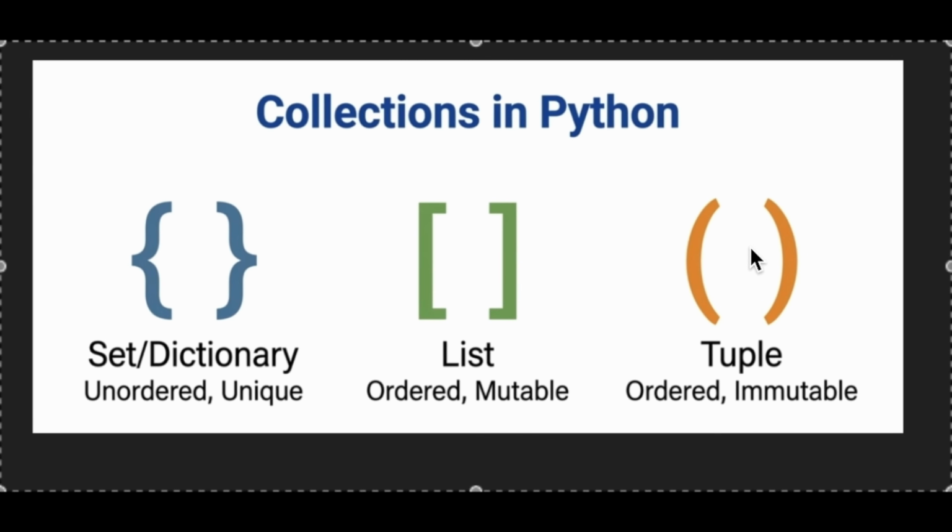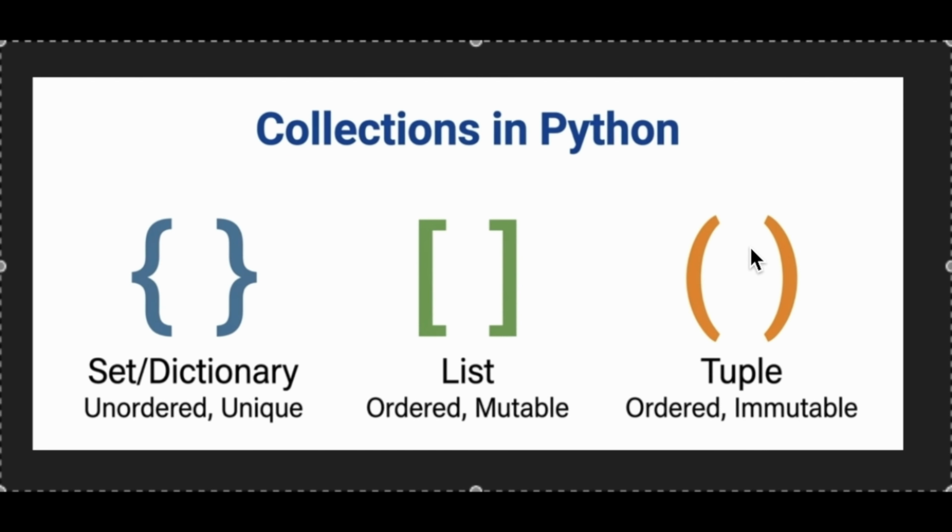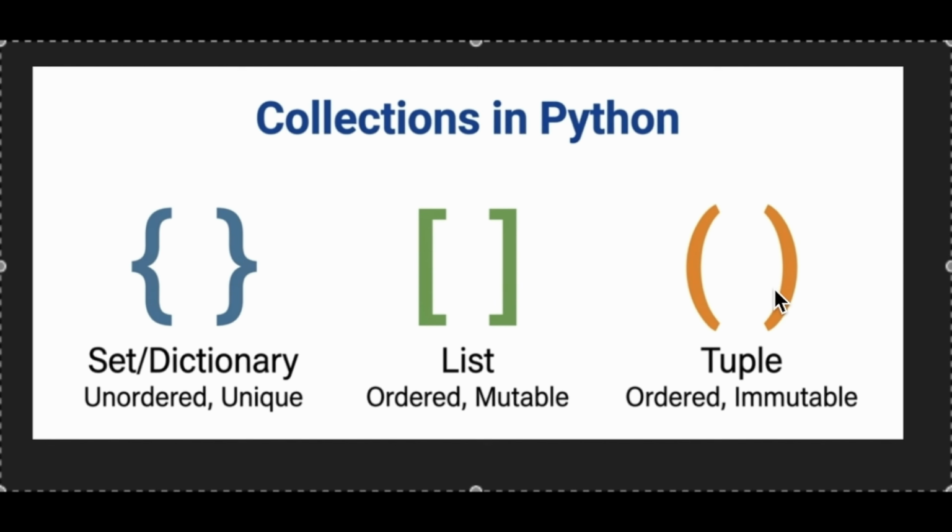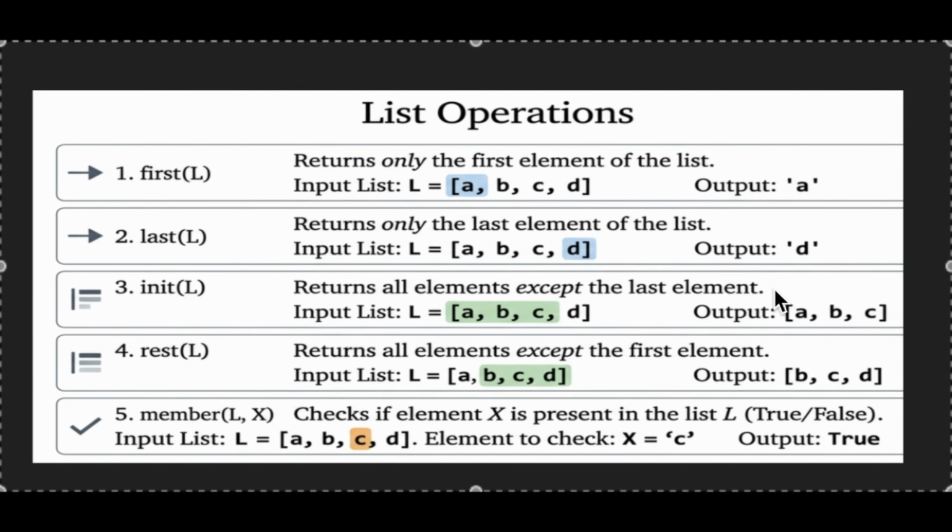To summarize: the set or dictionary is unordered, with unique keys, and no duplicates are allowed. A list is ordered, mutable, and allows duplicates. A tuple is ordered, immutable, and also allows duplicates. That's it. Let's move on to the next one.